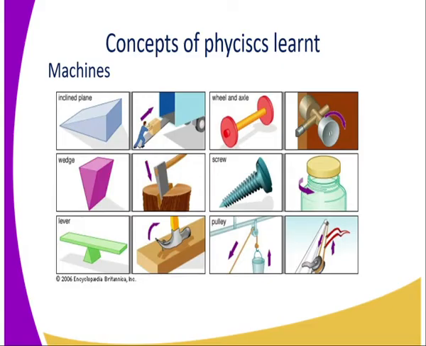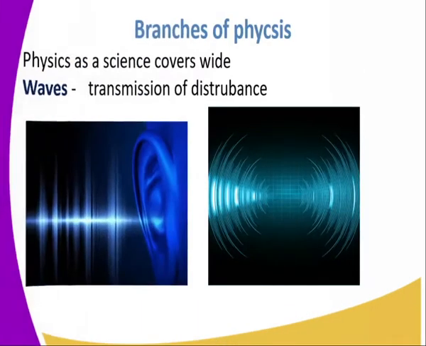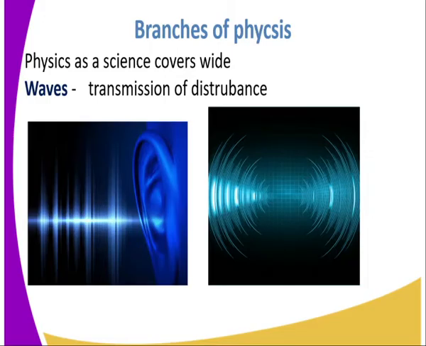In primary school, remember, we also talked about pollution. We also talked about drugs, and all these substances are related to physics. So, since physics is a very wide topic, it has been put into various branches. The branches are 6.